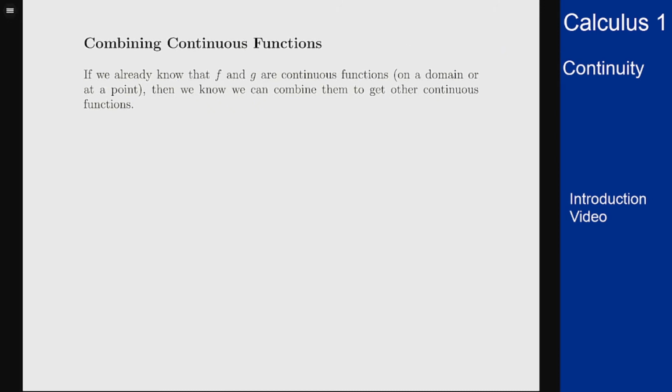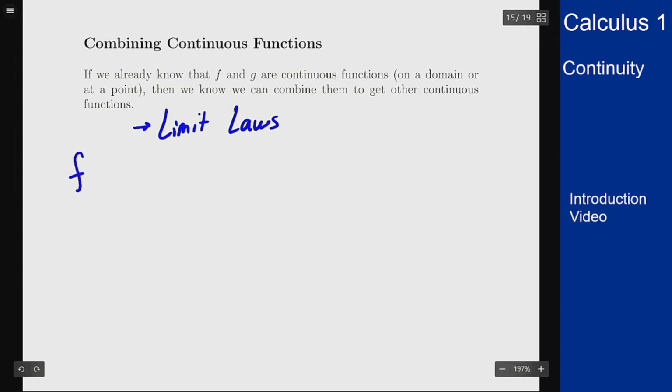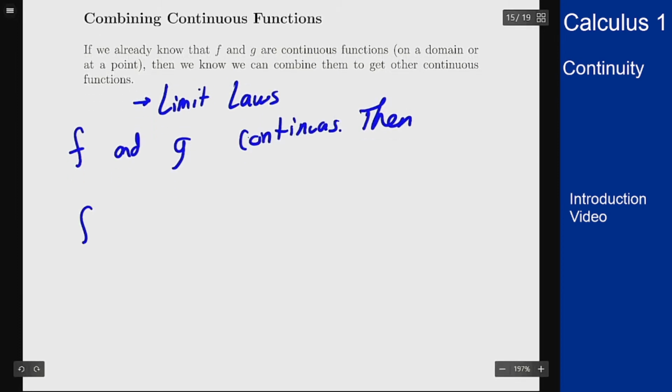So what about combining these functions? If I know things are continuous, can I combine them together to get more things that are continuous? The answer there is yes, thankfully I can. All of this really comes back to our limit laws and the fact that limits behave nicely under certain circumstances. So if I have f and g that are continuous, then we know f plus g is continuous. And why is that?